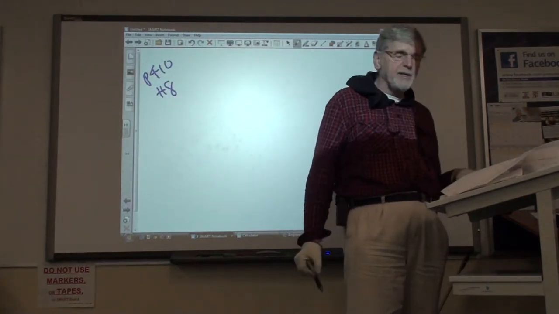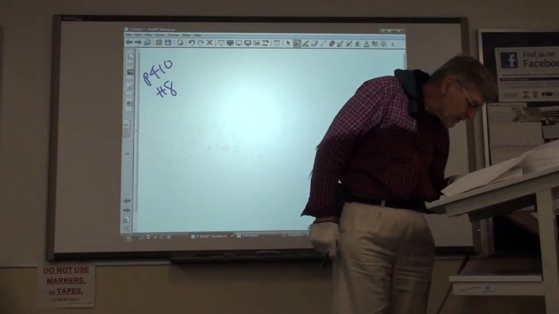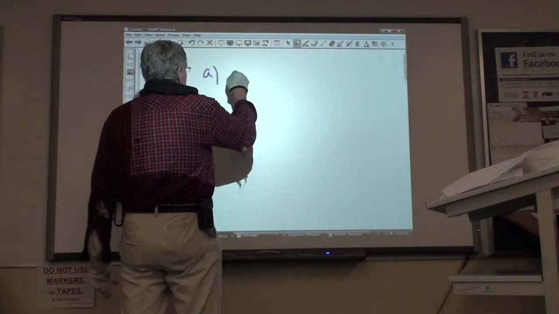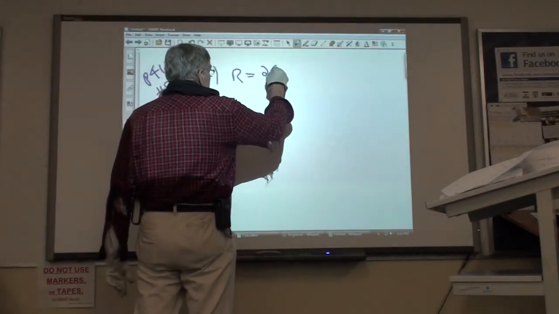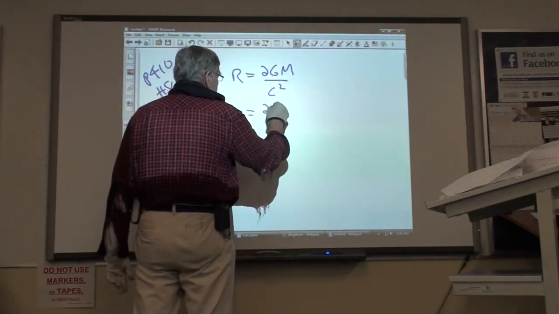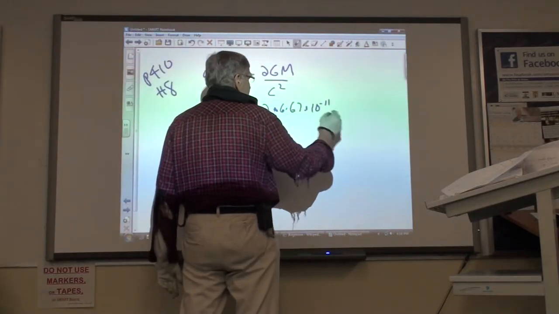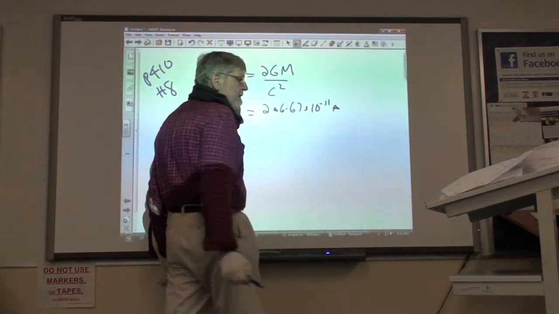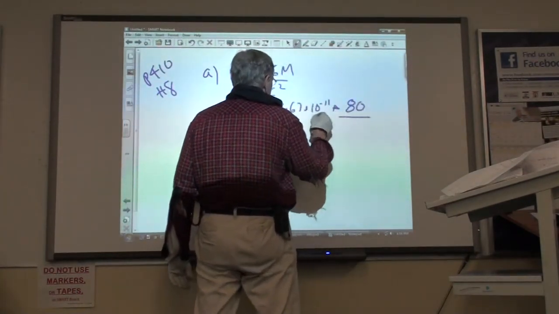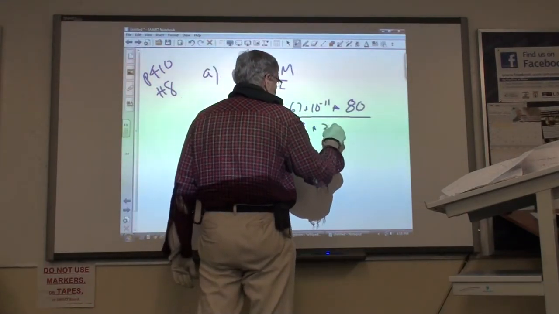Calculate your Schwarzschild radius. How does that compare with the size of an atom? And how does it compare to the size of a proton? So A, your Schwarzschild radius. The Schwarzschild radius is equal to 2GM over c squared. It's equal to 2 times 6.67 times 10 to the minus 11th, which is G, times your mass in kilograms. And I'm going to take my mass to be 80 kilograms. And it's divided by the speed of light squared: 3 times 10 to the 8th times 3 times 10 to the 8th.